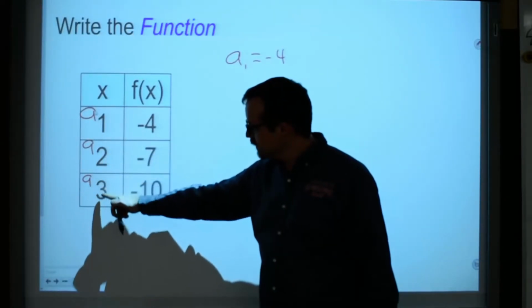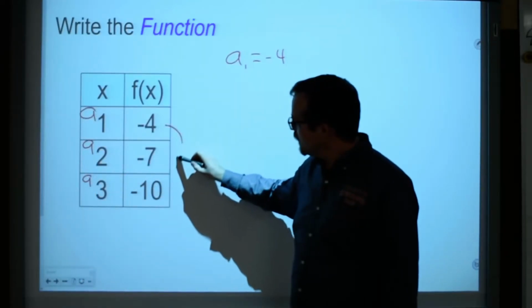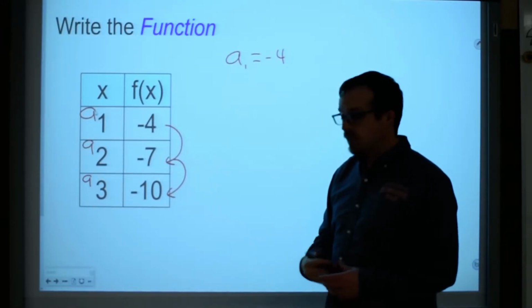I see this is sequential, or incremental. It's doing plus 1 each time, so that's good. Let's figure out what's going on here. I see that it's decreasing, going down. We're going to try addition or subtraction.